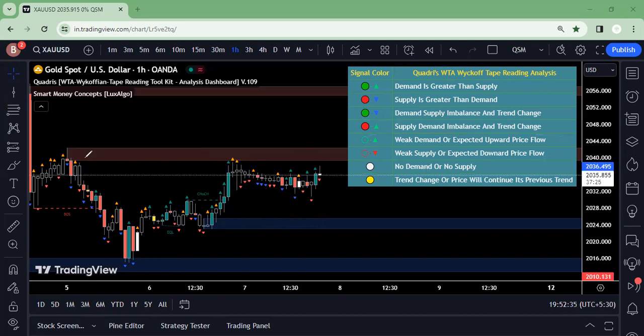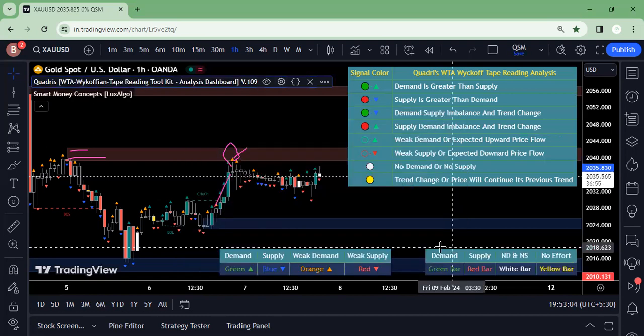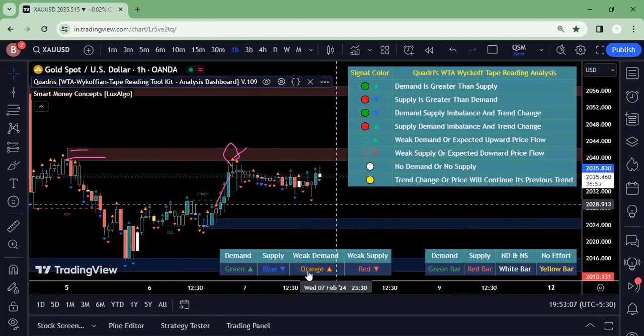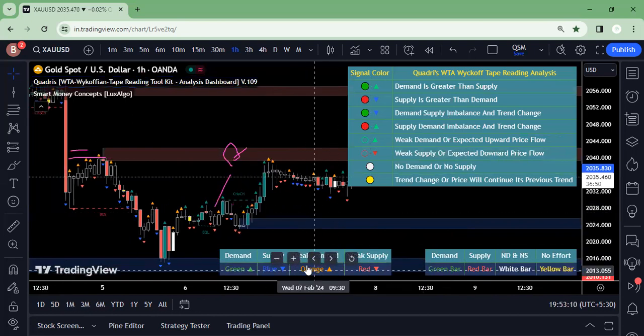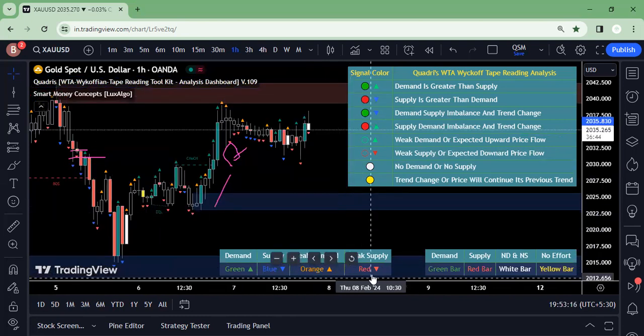And like if this is supply zone which was drawn from this particular level, as we are approaching upwards, see the beauty of this tape reading toolkit. It confirms that this zone is getting tested. That is the reason we are seeing weak demand. If I bring up this, you can make out, you can see this is weak demand. Orange triangle means weak demand, and red means weak supply.